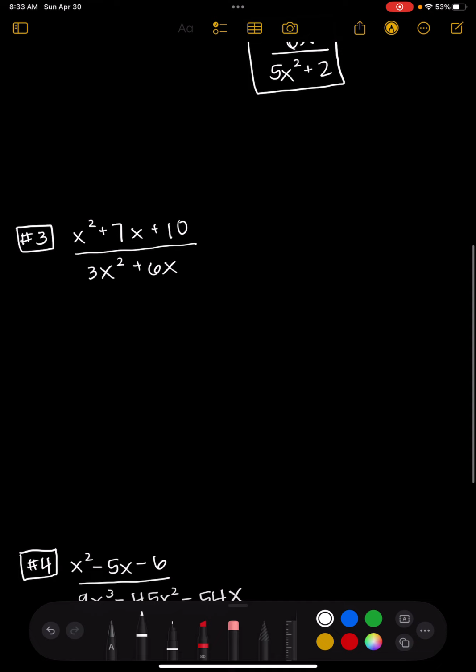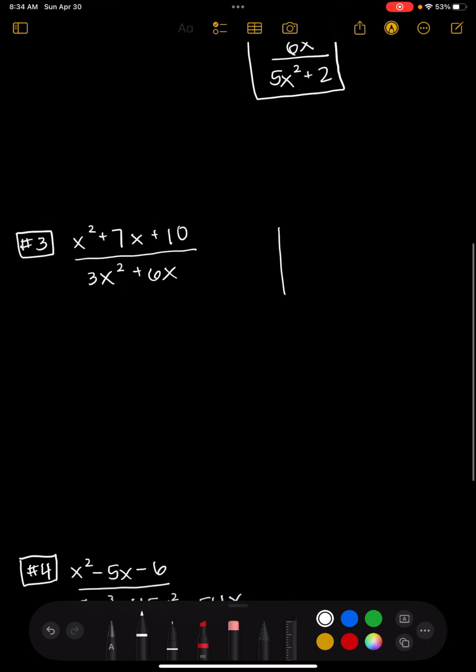Okay, let's look at this third example. In the third example, you have x squared plus 7x plus 10 over 3x squared plus 6x. So if you notice on the top, this is a quadratic trinomial, which we can factor. Anytime you see something with x squared, then an x, and then something without an x, that's considered something potentially that you can factor. So we're going to use the box method to factor just the top.